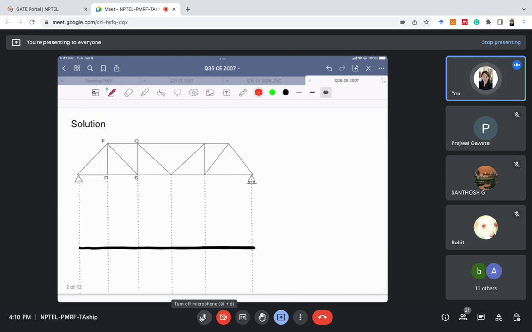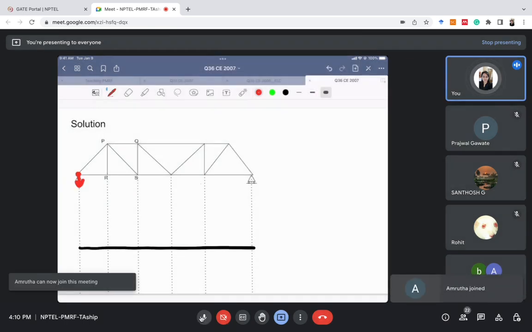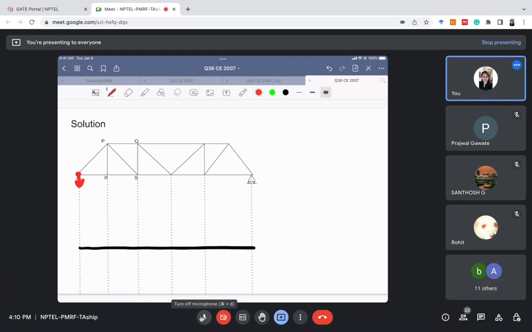So we'll take a unit load and apply it at this point first. Starting from this point, I have applied a unit load here. Whenever a load is applied at the support, the support will take the entire load and there will be no force in any member. So if we apply the load at this support, there will not be any force in member PS as well.